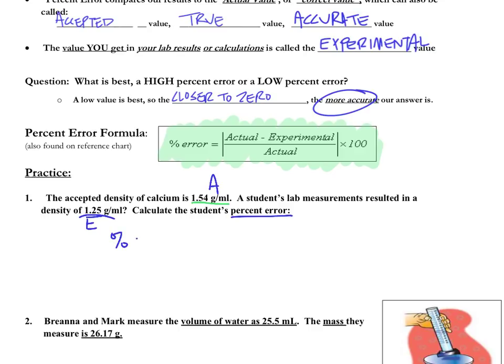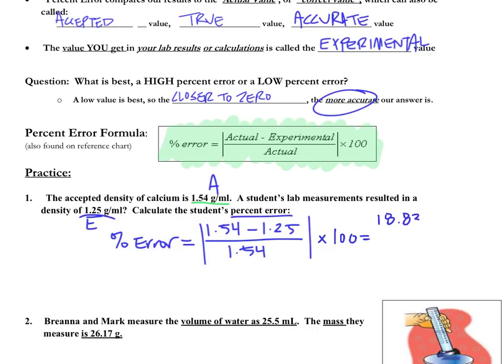I want to calculate percent error. So percent error equals the absolute value. So if you ever calculate a negative, then the absolute value automatically makes it positive. So the actual value we said was 1.54 minus the experimental value, what they got in the lab, was 1.25, divided by the actual value again, which is 1.54. Okay, remember it's the absolute value. So whatever I get when I subtract and divide, I ultimately need to multiply by 100. And when I do that, I should calculate 18.83%.